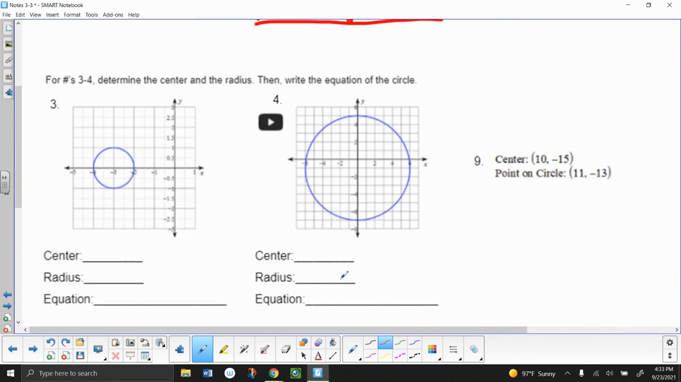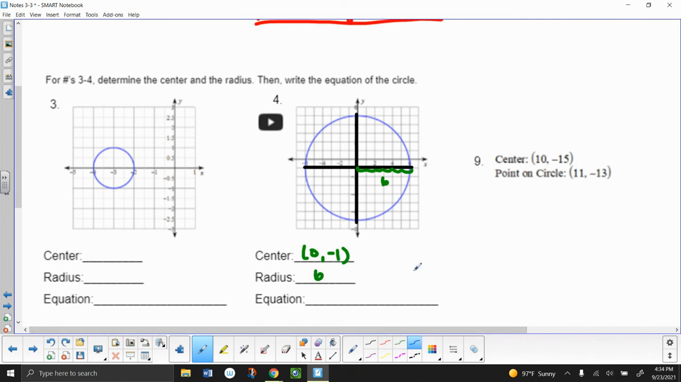All right, number 4, determine the center and the radius. So the easiest way to determine the center is you can kind of draw some lines here, diameters. So boom, there's a diameter, and there's a diameter. So that kind of gives us our center. So the center of our circle is 0, -1. And then for the radius, we're just going to count 1, 2, 3, 4, 5, 6.